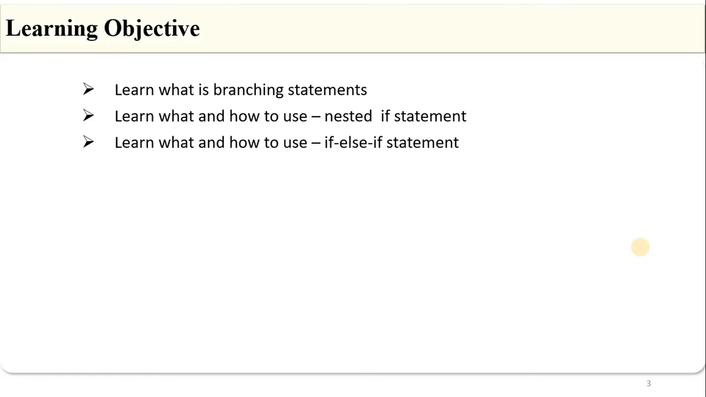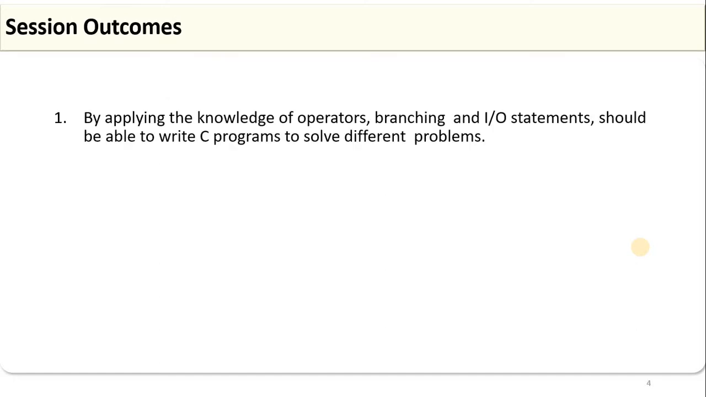Learning objectives are, here we will learn what branching statements are, and we will also learn what and how to use the nested if statement. Similarly, we will learn what and how to use else if statements. Session outcome: by using the knowledge of operators, branching and IO statements, we should be able to write C programs to solve different problems.